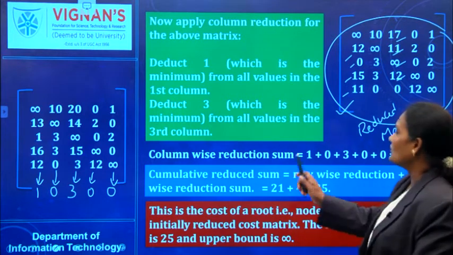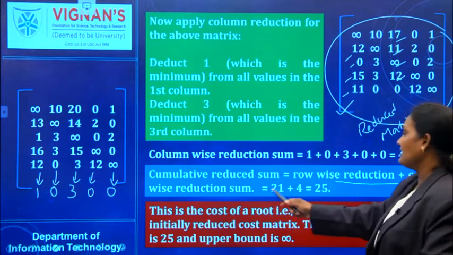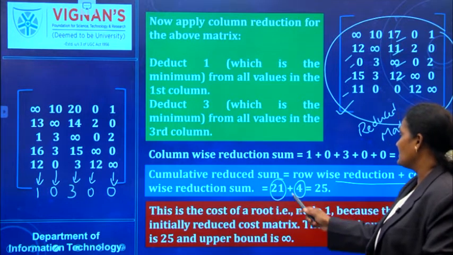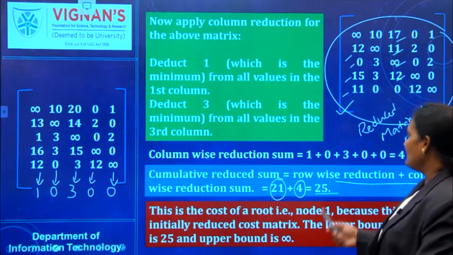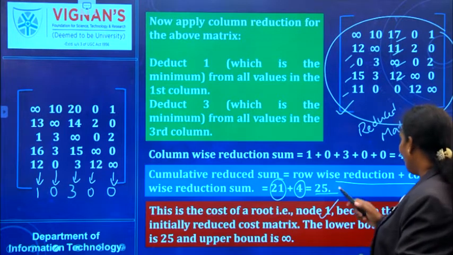Now what is the total reduction? The cumulative reduced sum is equal to the row-wise reduction plus the column-wise reduction. We already saw the row reduction is 21 and the column reduction is 4, which totals 25. Now what is this? This is the cost of the root node, that is, at node 1.